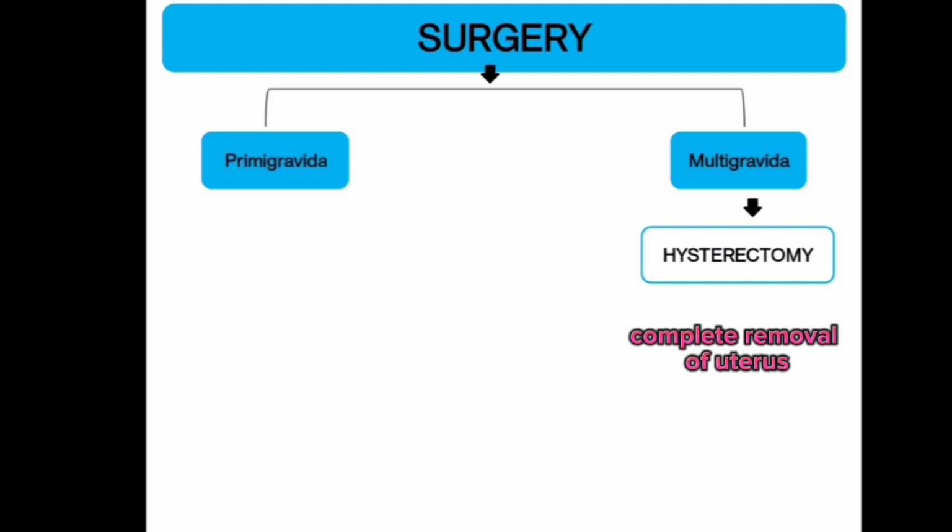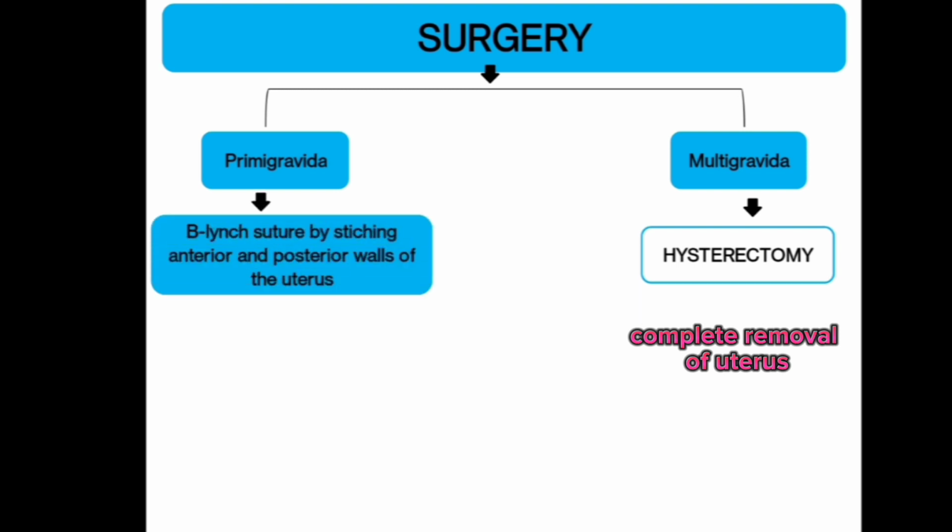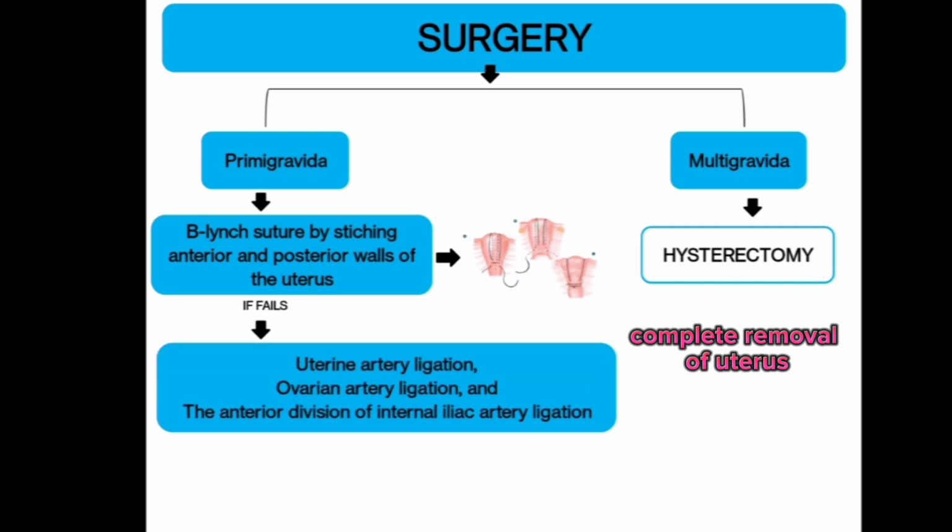But if the patient is primigravida, meaning the patient doesn't have children, then first we do B-Lynch suture by stitching the anterior and posterior wall of the uterus, like you can see here in the image. If this fails, we do artery ligation. And which arteries are we going to ligate? These are the uterine artery, ovarian artery and the anterior division of the internal iliac artery. If this also fails, then we go for hysterectomy.